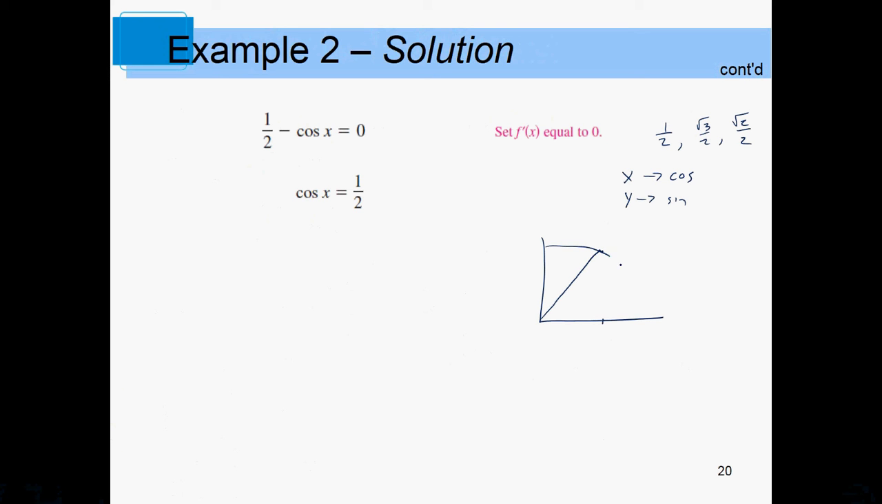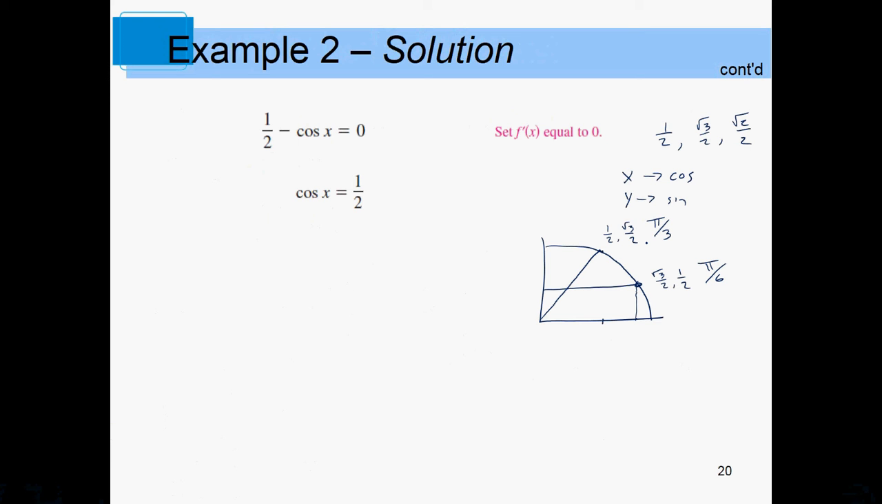That's a much higher value than if you got root 3 over 2 and 1 half. So this is 1 half, root 3 over 2. This is root 3 over 2, 1 half. So this is pi over 6, and this is pi over 3, right? So we know cosine is 1 half at pi over 3.